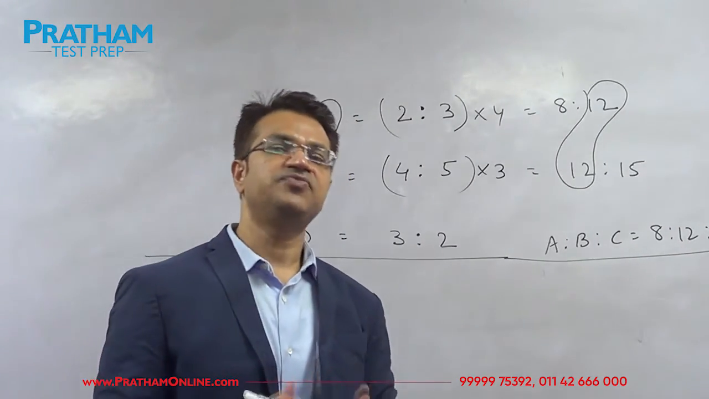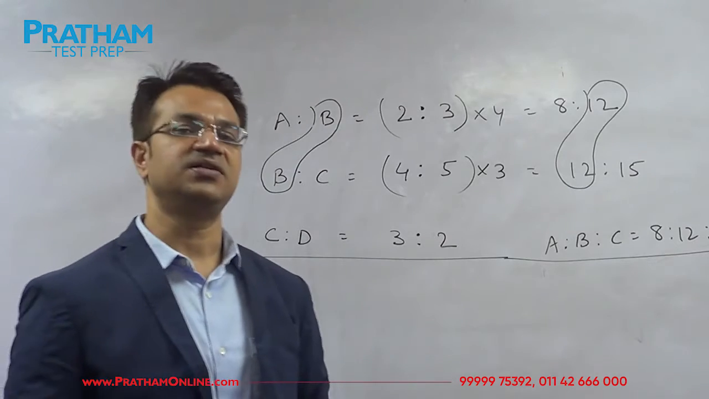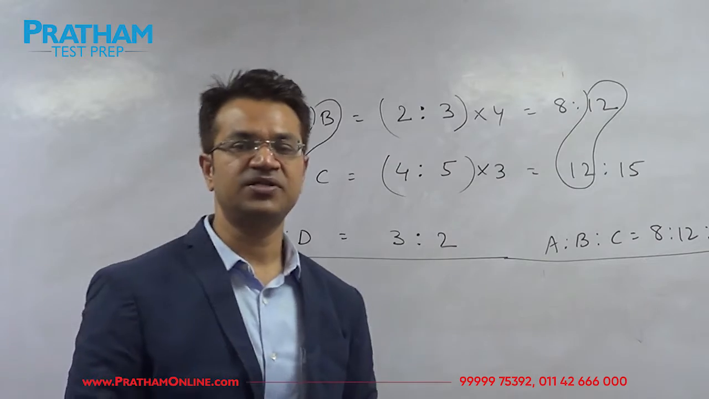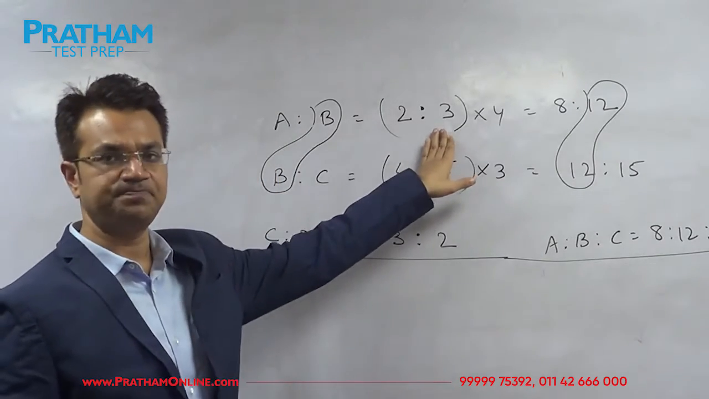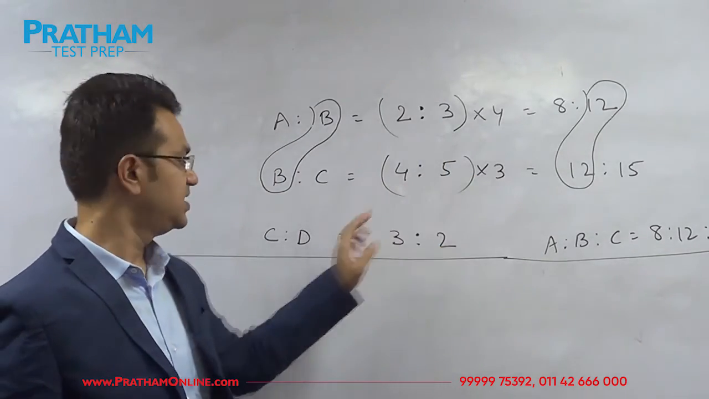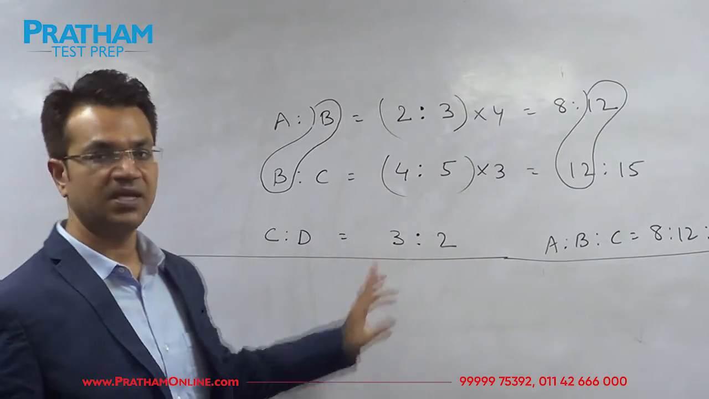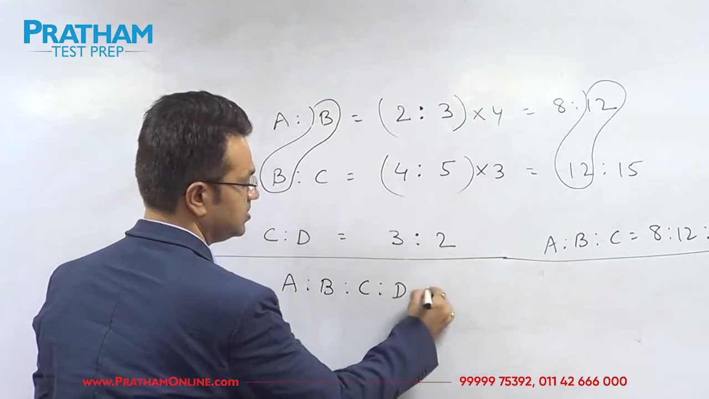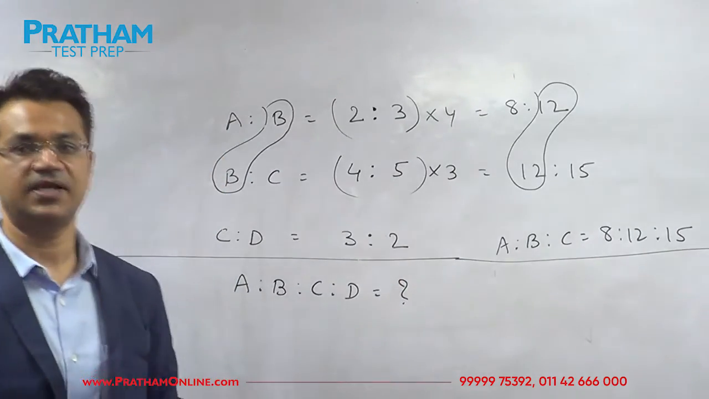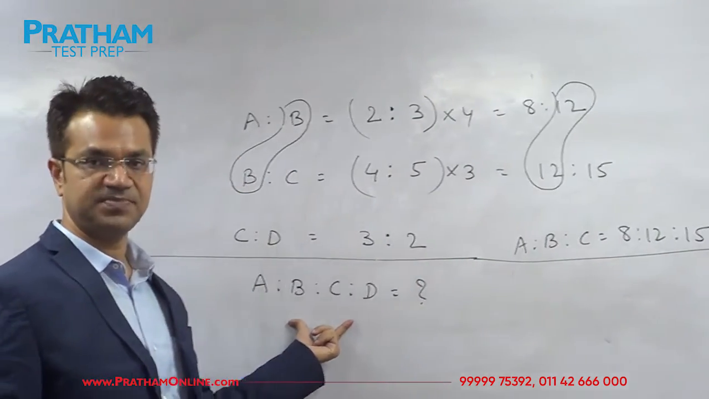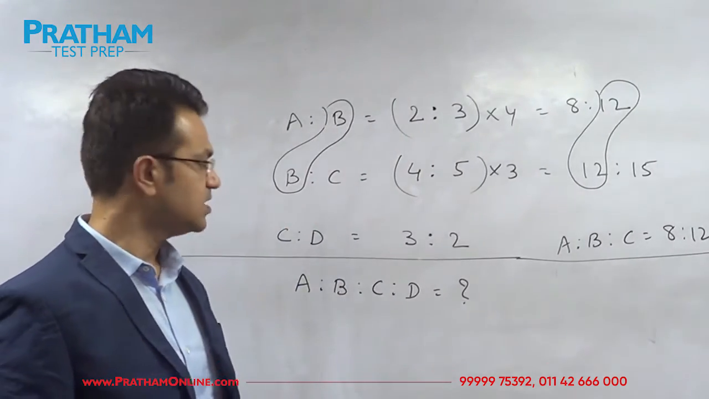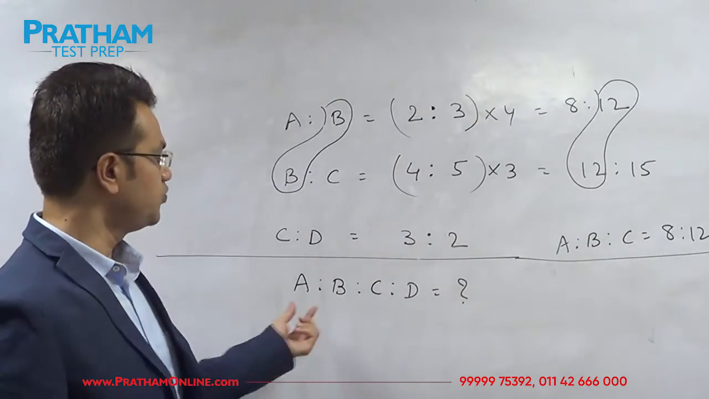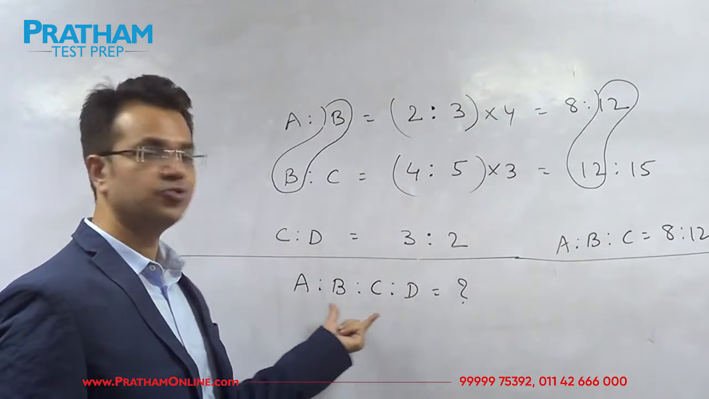Now in this video we'll see what if there are four quantities A, B, C, D given. For example, the question is: if A is to B is 2 is to 3, B is to C is 4 is to 5, and C is to D is 3 is to 2, then what will be A is to B is to C is to D? Earlier we had three quantities, now we have four. The approach is very simple and the most fundamental approach. We are interested in knowing what A is to B is to C is to D is.